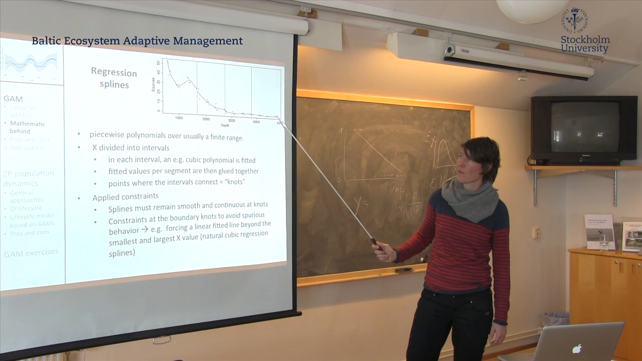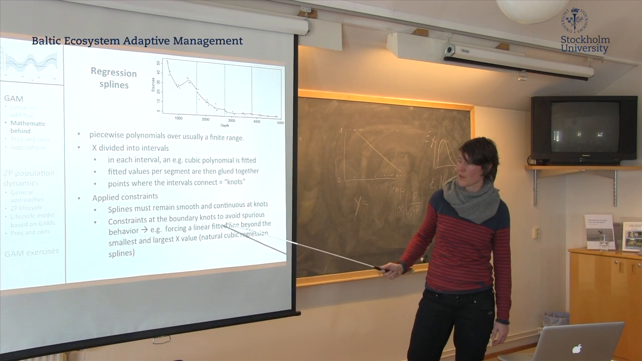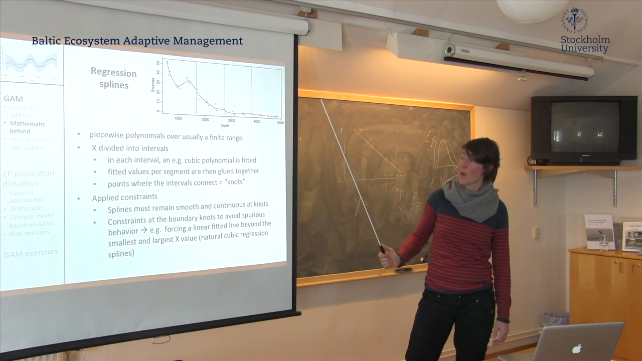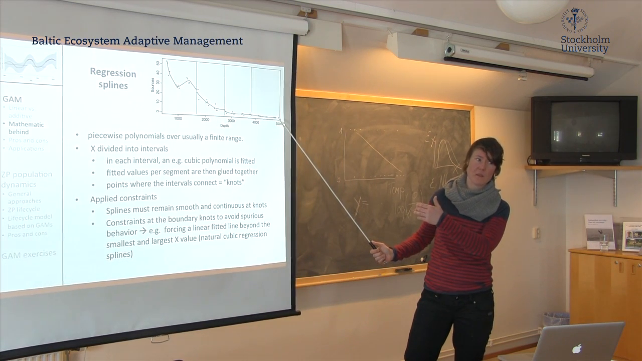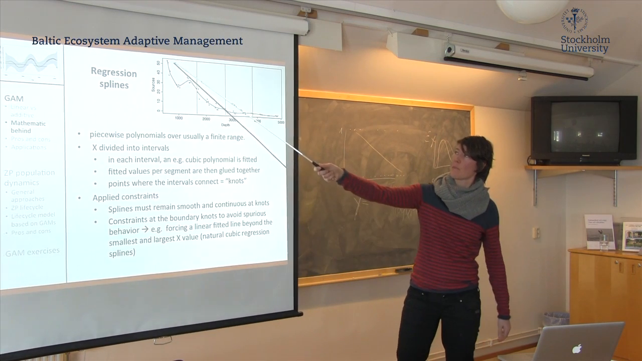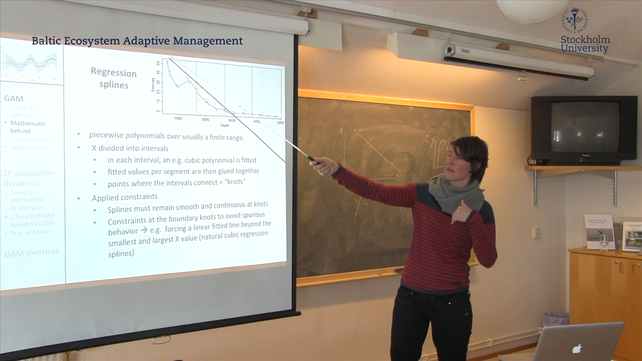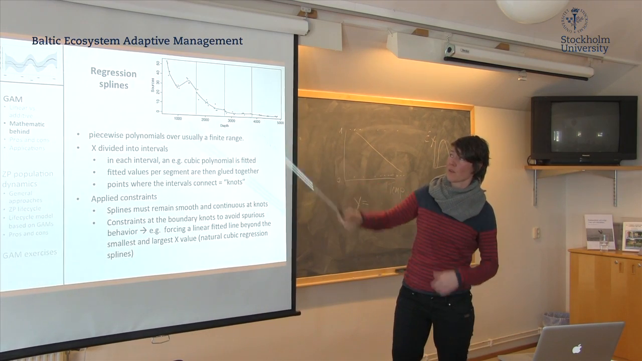Another constraint concerns the ends of the entire data series, where sometimes you get spurious behavior. To avoid this, one way is, for example, the natural cubic regression spline, where you fit a line beyond the biggest x value and outside of the smallest x value here.